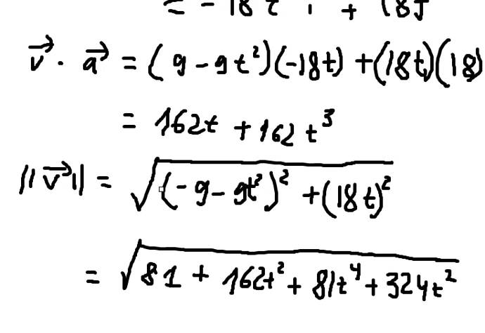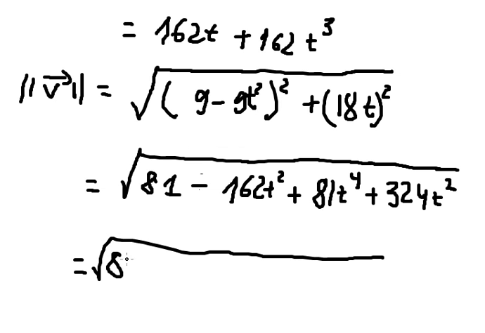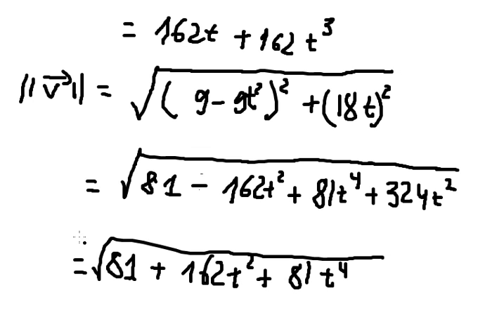Oh, sorry, this one is wrong. Now, this one minus this one, we have 81 plus 162t squared plus 81t to the power of 4.